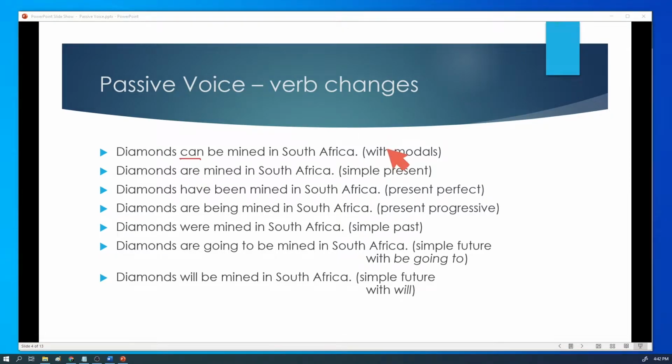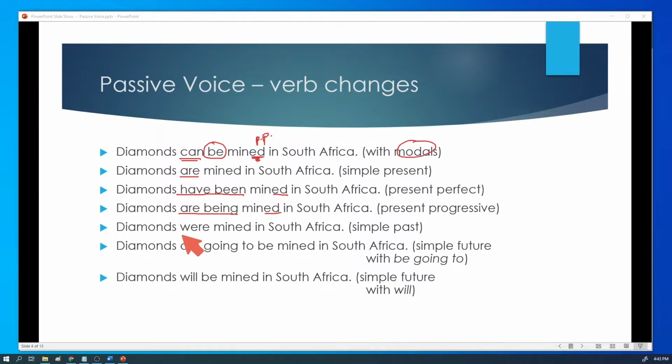So you can use modals like can, may, might, should, would, could, etc. With the modals, be is not changed, and this is still the past participle. Simple present tense, are is simple present. You could also use is if the noun is singular. Present perfect, we use have been, and then the past participle. Present progressive, are being, and then the past participle.